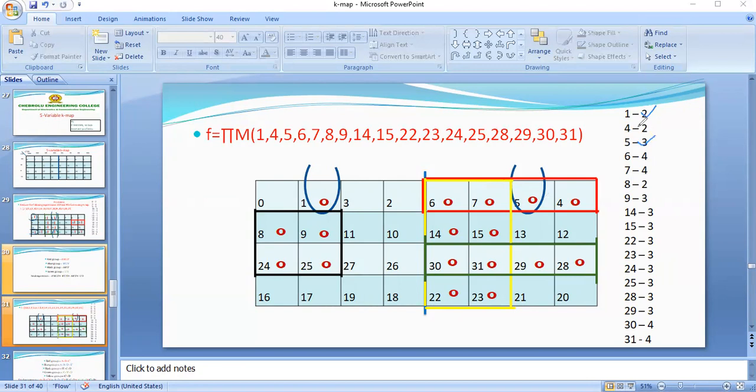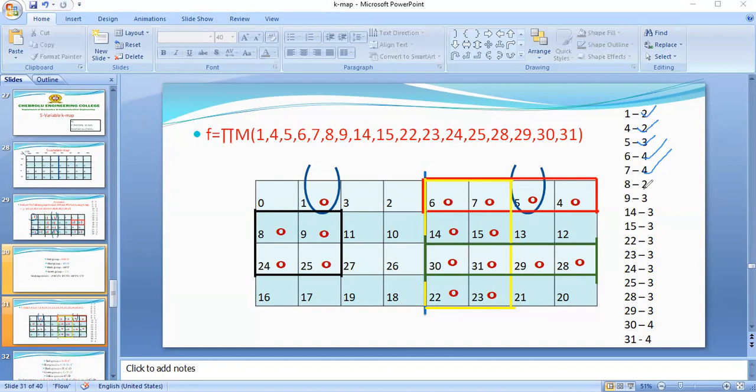After that I am considering the 4 min term. With this 4, can we group 8 cells? No. Can we group 16 cells? No. Only these 4 cells we can group. We have no other possibility. So we can group 4, 5, 6, 7.